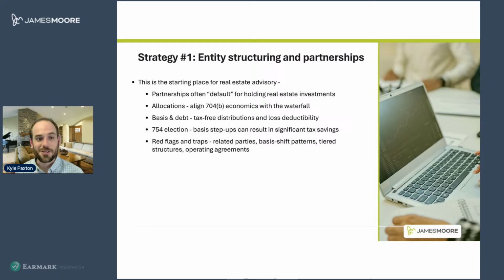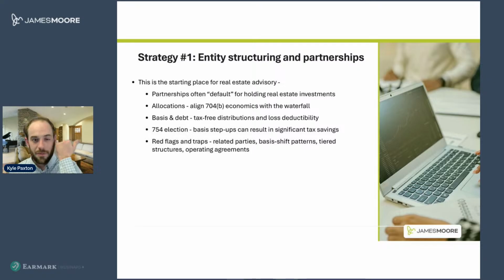It has to match up with the economics and the waterfall of who's getting the funds out of this real estate. But partnerships give us a lot of flexibility to set that up. So I will often see new clients I'm bringing on who are either given no advice or poor advice on how their real estate investments are structured.